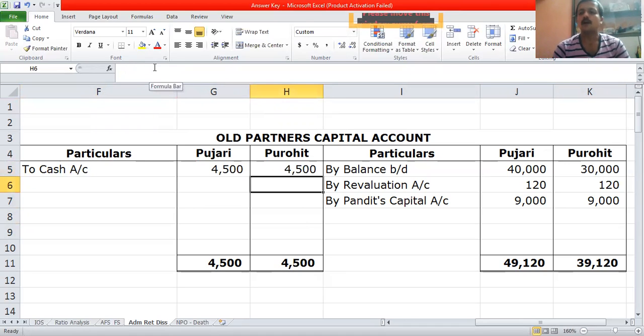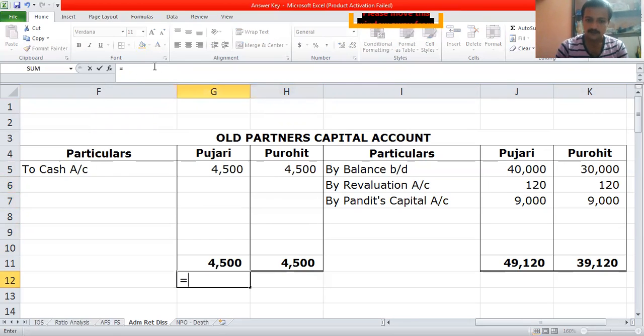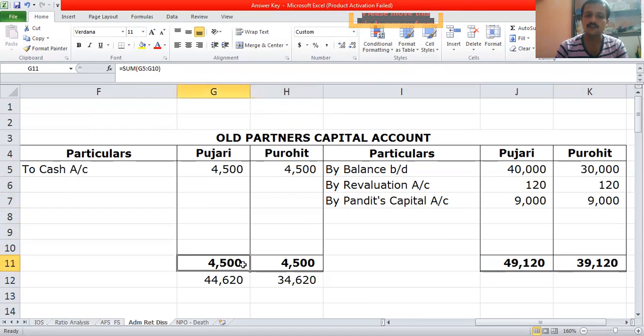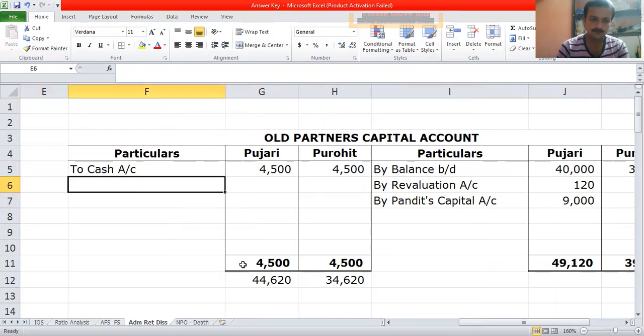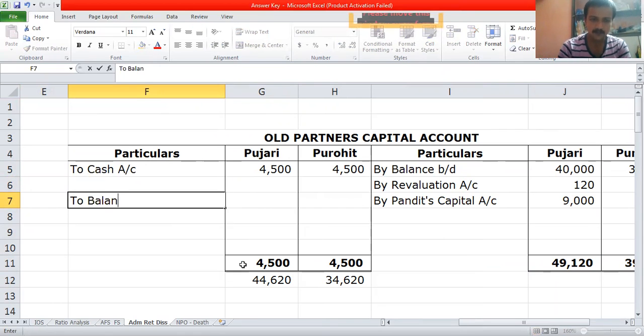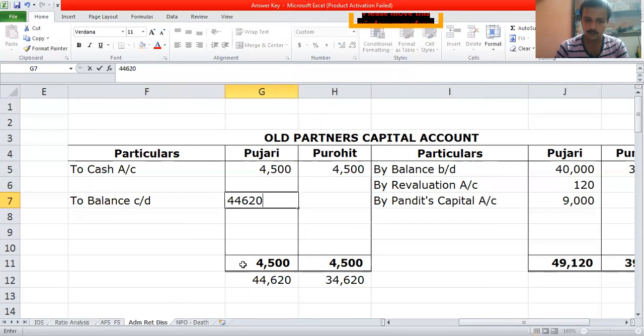Okay. Now, once you finish with this, the next thing will be to take the totals and find the difference. So now if I see, the difference will be 44,620 and 34,620. So it is better you leave a line and write it to balance carried down. So it will be 44,620 and 34,620.